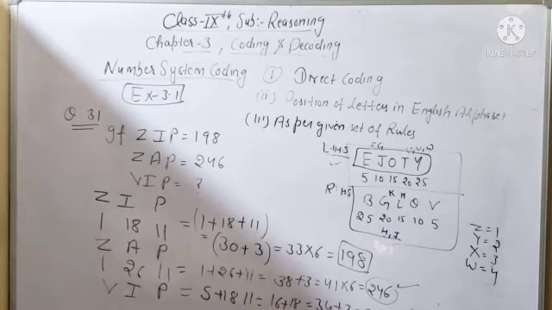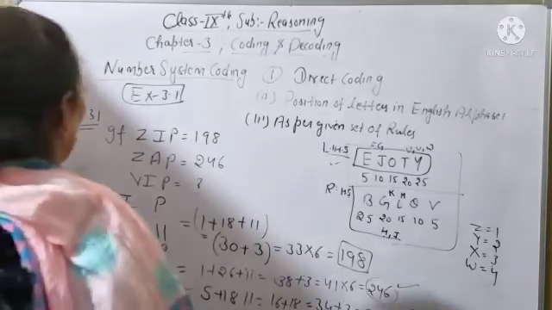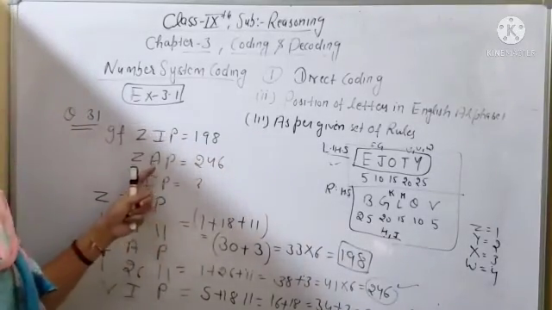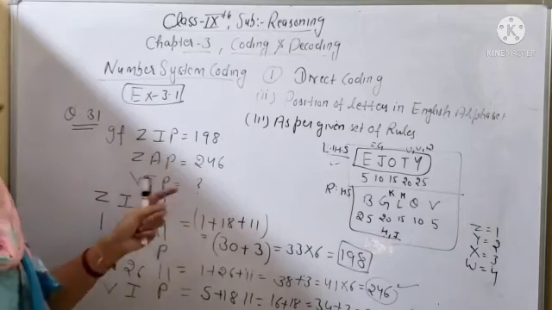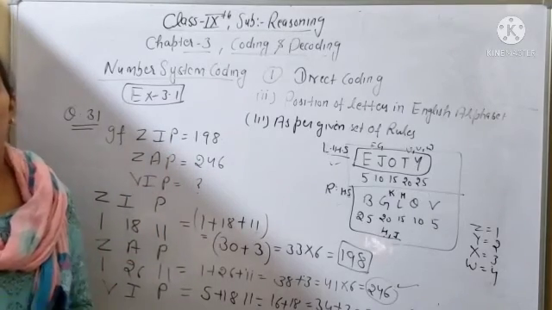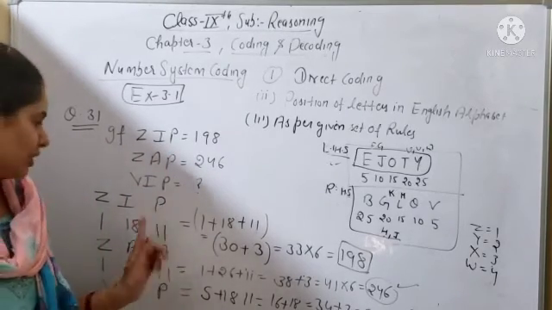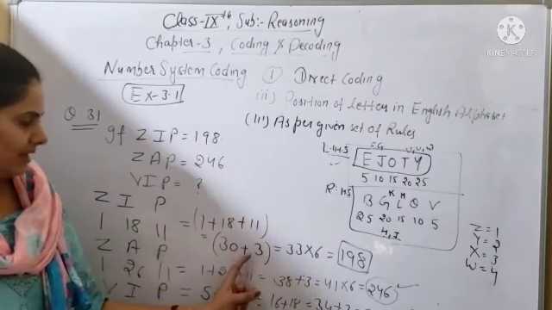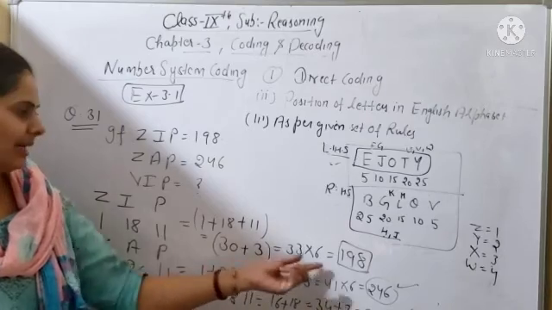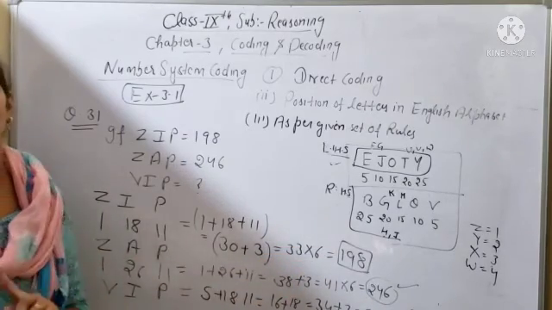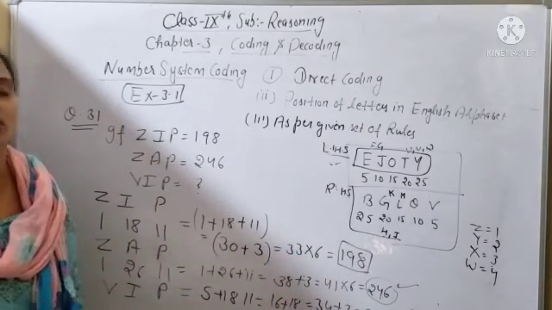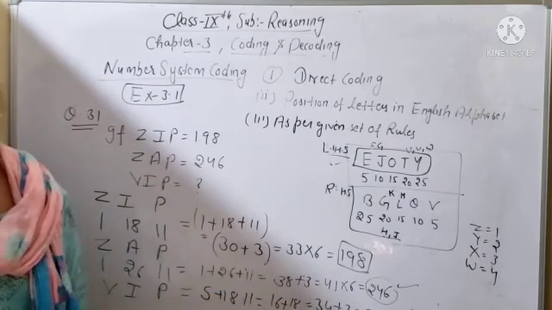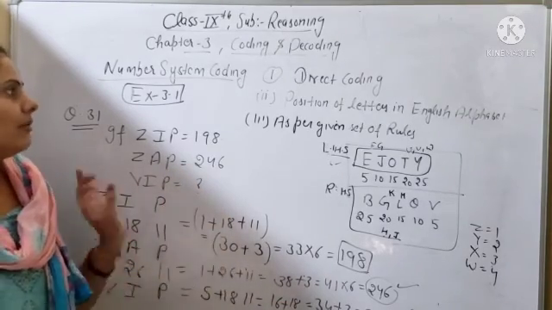So what will you find out here, beta? ZIP is coded as this one, ZAP is coded as this one, and you have to find out VIP. So in this question first you will find out the position of the letters from the right hand side. After that add the numbers. After that you will add 3 and multiply by 6. You will follow this one rule and you will get the answer 222. So VIP is coded as 222. Clear? So like that you have to solve the questions.